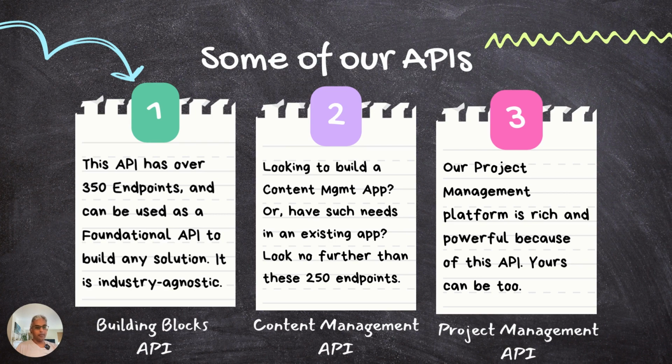The first API is our building blocks API. It has over 350 endpoints, and it is currently being used by several customers as a foundational API to build any solution. It is an industry agnostic API, so if you are building a solution for the pharmaceutical industry or the marketing industry or the hotel and restaurant industry, it doesn't matter what it is, right? I'm just throwing out random examples. And if you're building web apps, mobile apps, or server-side solutions, it honestly does not matter.